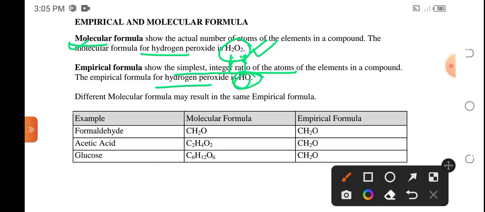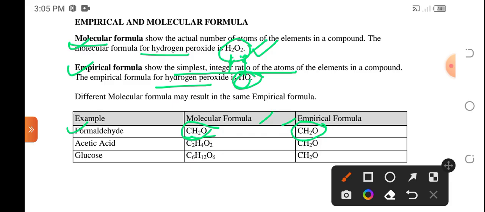Okay, ulitin natin. Molecular is the actual formula. It contains the actual number of atoms, while empirical is just the reduced form wherein the subscript has been reduced into its lowest term. So for example, we have formaldehyde. The molecular formula of formaldehyde is CH2O. As you could see, yung ating mga subscript could no longer be reduced kasi nga wala naman silang common denominator. For carbon 1, hydrogen 2, oxygen 1. So walang common denominator. Therefore, the empirical formula is also CH2O.